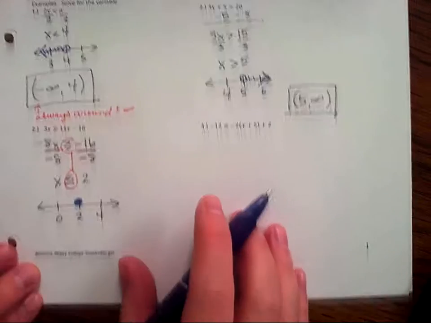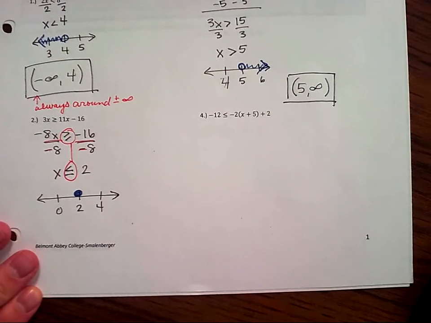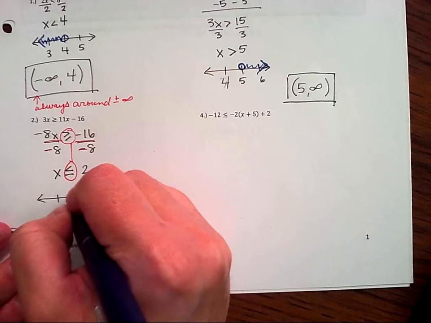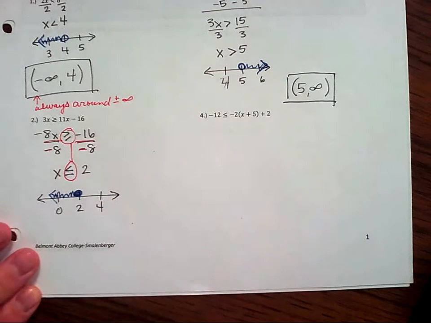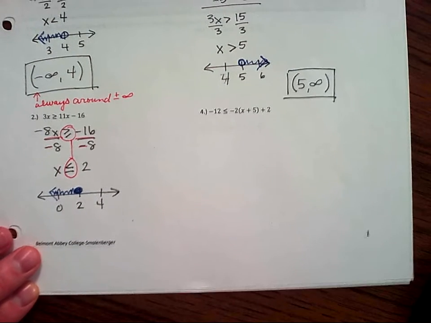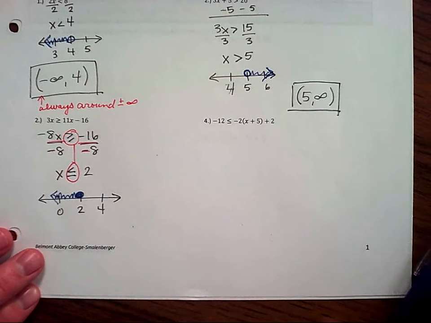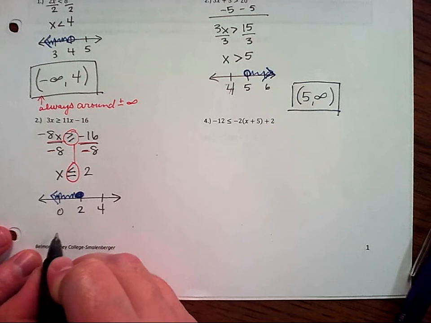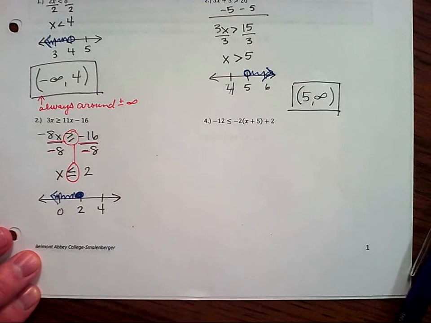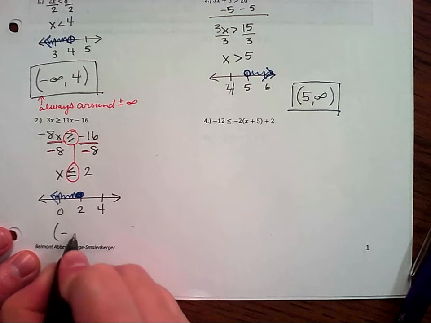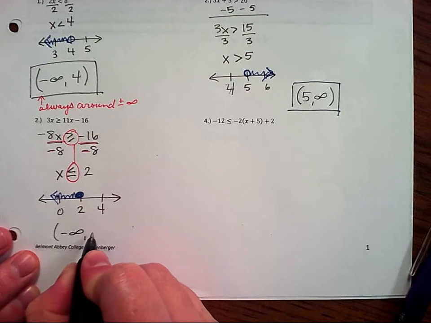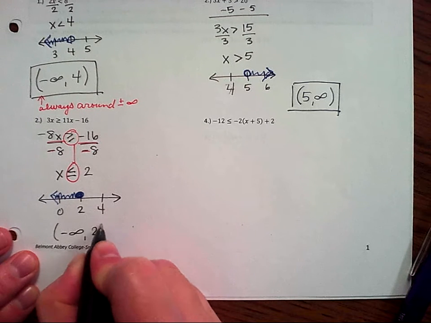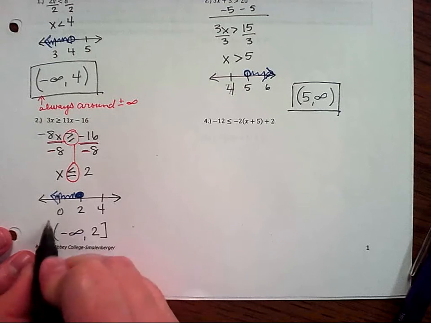Okay? So which way am I shading, left or right? Left. So 0 is less than or equal to 2. That's true. So how do we do that in interval notation? What do you guys think? Good.